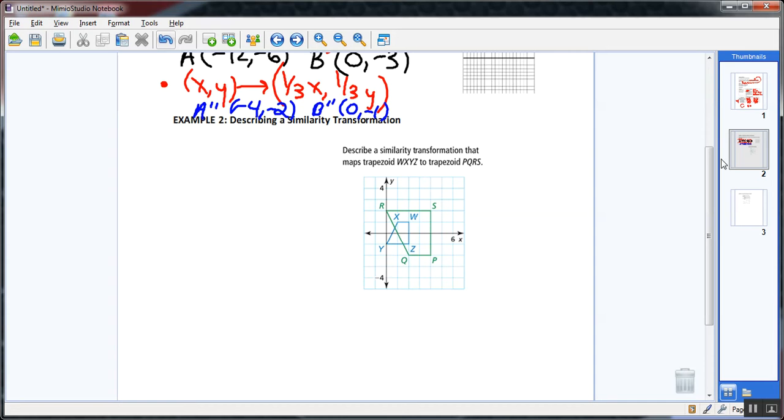Describing a similarity transformation. So up there it says, describe a similarity transformation that maps which trapezoid? Which trapezoid am I mapping to the other? WXYZ. Oh, okay. All right. WXYZ. This one, the big one, or the little one? The little one. Okay, so we're mapping from little to what?